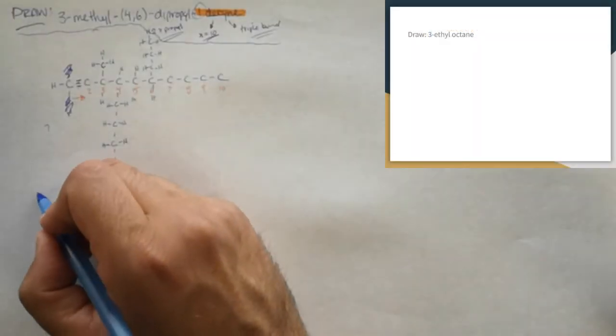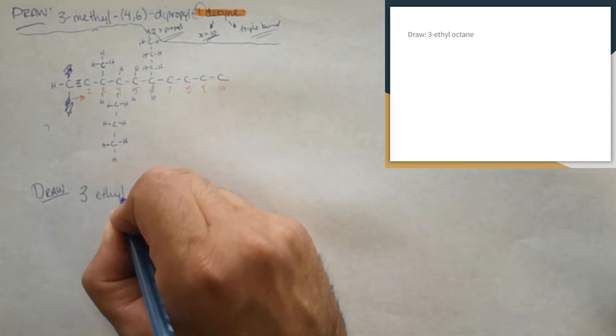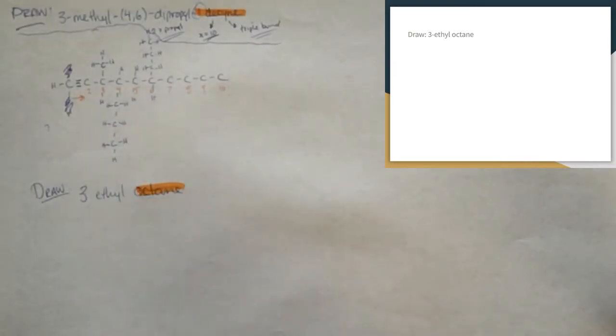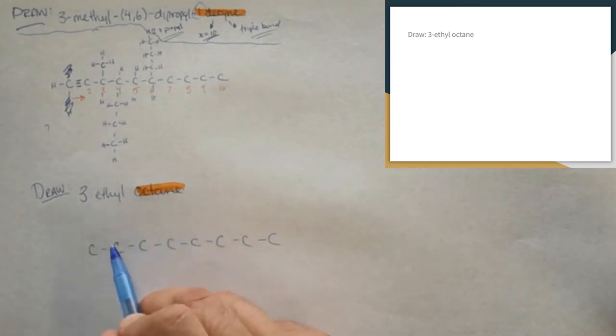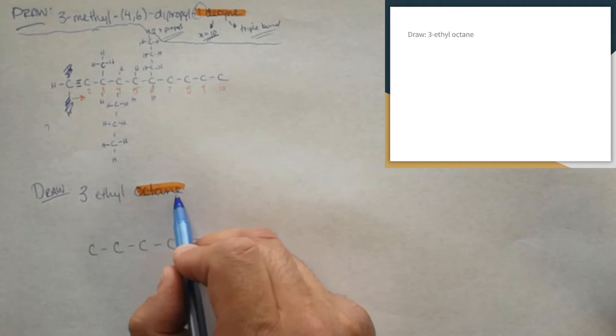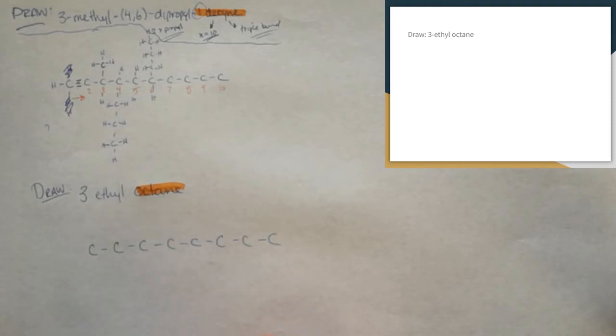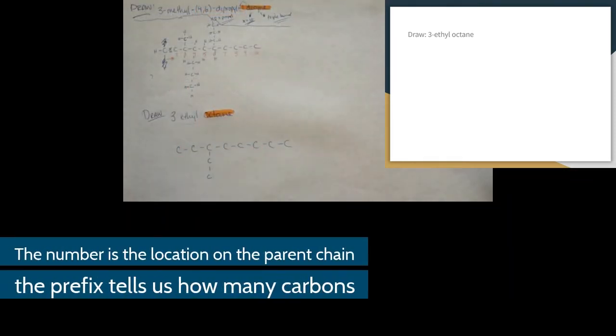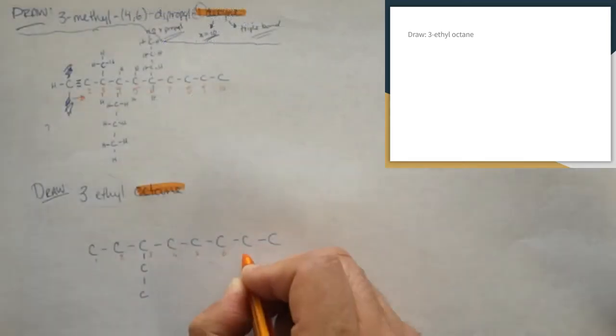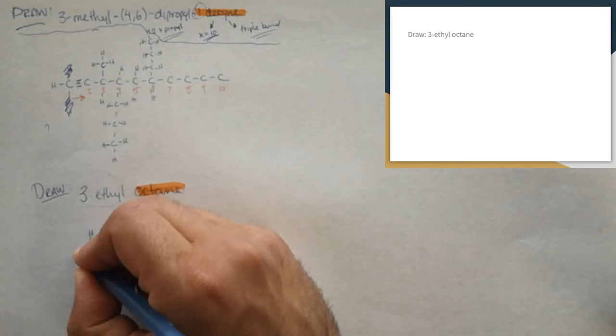All right, let's do another one. Same as before, our first step, identify and draw the parent chain. Octa means 8, so there are 8 carbons. Ane, A-N-E, means all single bonds. Now for the 3-ethyl group, ethyl means 2, so we are going to put the ethyl group on carbon number 3. Let's fill out our remaining hydrogen.